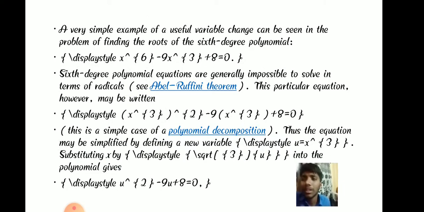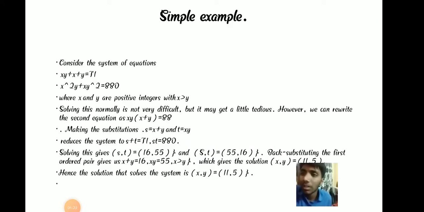A very simple example of a useful variable change can be seen in the problem of finding the root of a 6th degree polynomial. 6th degree polynomial equations are generally impossible to solve in terms of radicals. This particular equation, however, may be written in a simpler form. This is a simple case of polynomial decomposition. So this is nothing but reducing the given equation into the smallest form and then solving it, and then further solving it in order to get the answer.